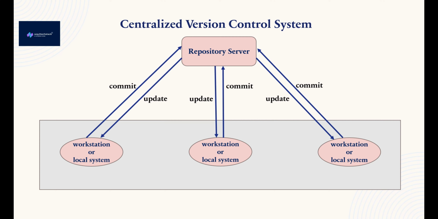What are the examples for this? Do you know any tools for this one? One is Apache Subversion. We can also call it SVN. Or else we have Microsoft Team Foundation Server. We call it TFS. That is also one of the examples for centralized version control system.